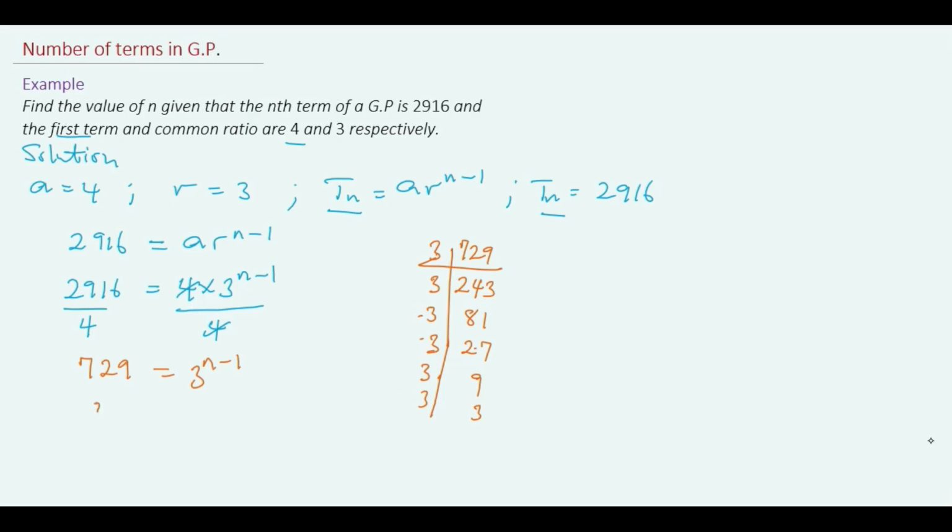So you have 3 raised to power 6 is equal to 3 raised to power n minus 1. The 3s cancel, so you have 6 equals n minus 1. So your final answer is that n is equal to 6 plus 1, which is equal to 7. Remember your knowledge of indices: you make them to be of the same base for you to be able to cancel them out.